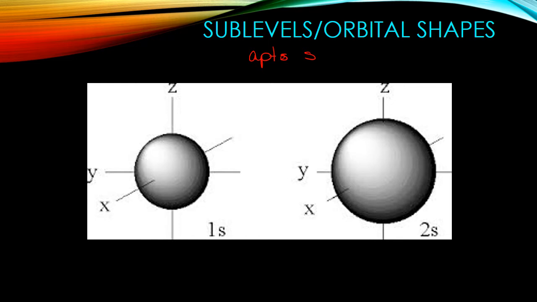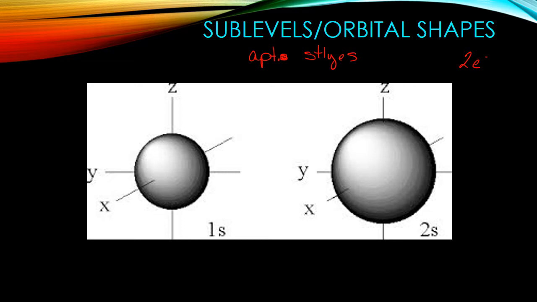I guess I didn't need that S. These are the apartment styles that an electron can occupy. Now remember, you can only have 2 electrons per orbital. These are the S-type apartments, or orbitals.